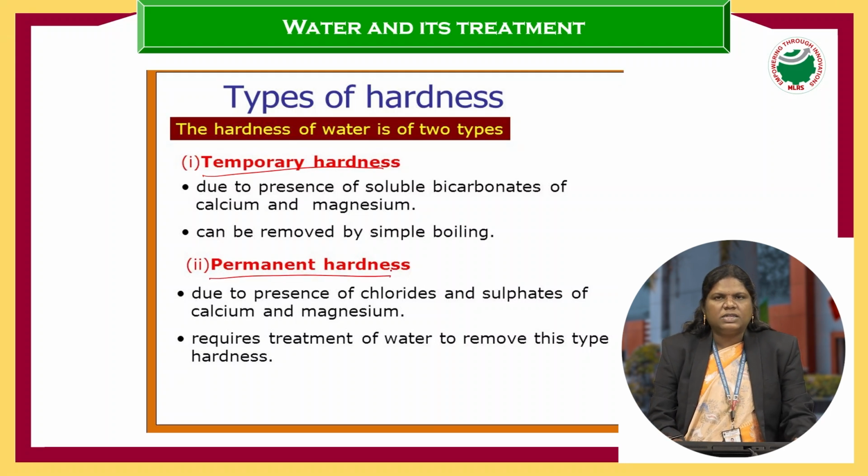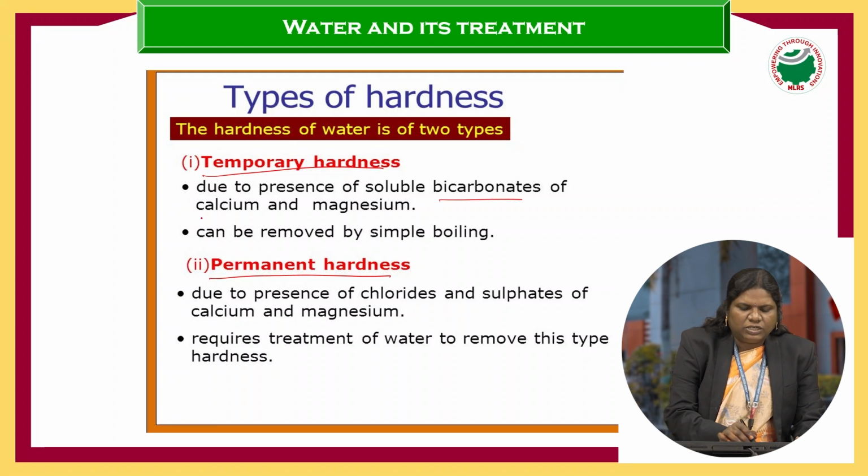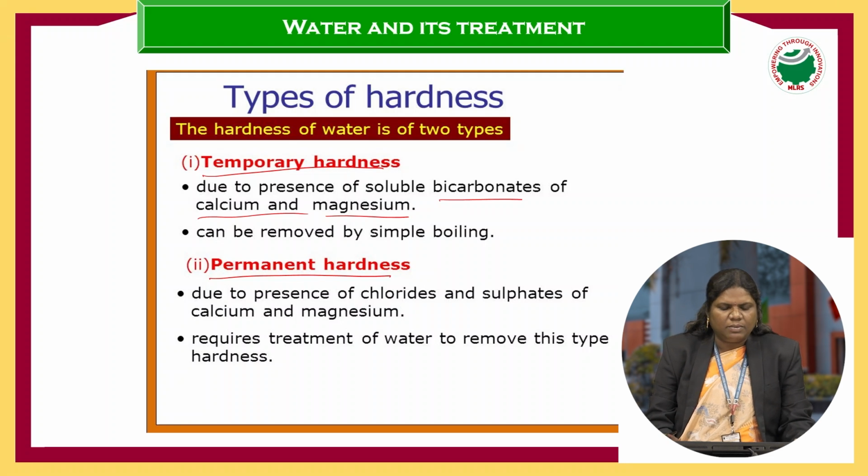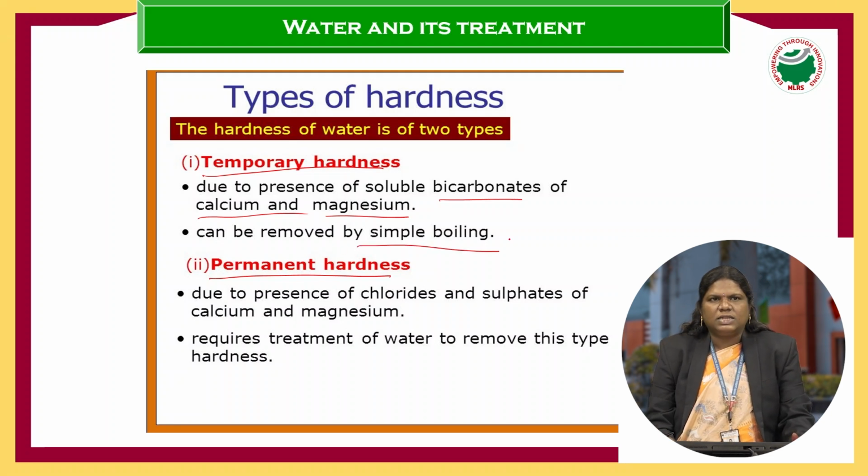The temporary hardness of the water is mainly due to the bicarbonates of calcium and magnesium. The bicarbonates of the calcium and magnesium salts will cause the temporary hardness to the water. This temporary hardness can be removed by simple boiling. The temporary hardness causing salts like calcium bicarbonate and magnesium bicarbonate can be removed simply by boiling.